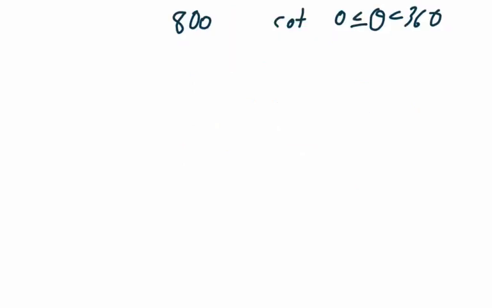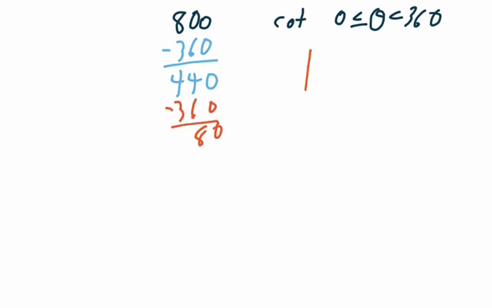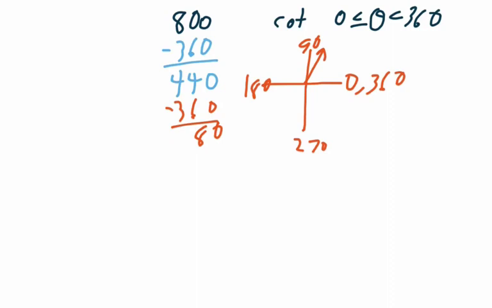Alright, the next problem basically says we need to find the coterminal angle that lies in between 0 and 360 and also say what quadrant it is. So what I'm going to do is subtract 360, and that's 440. That's still not in between 0 and 360, so I have to subtract 360 again, which gives me 80 degrees. Since here's 0, 90, 180, 270, and 360, 80 is in between 0 and 90, so this is in quadrant number 1.